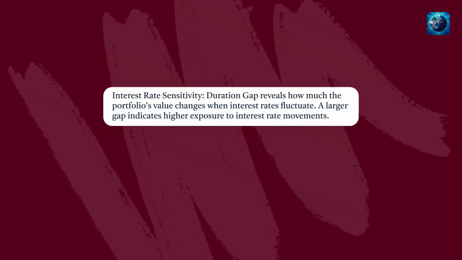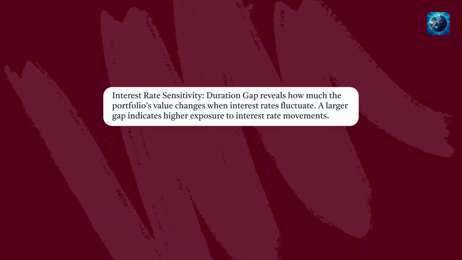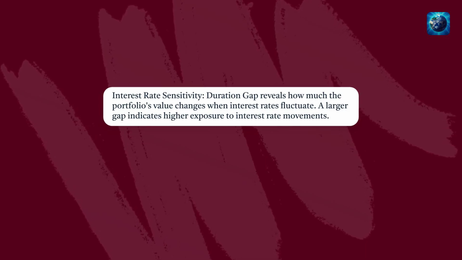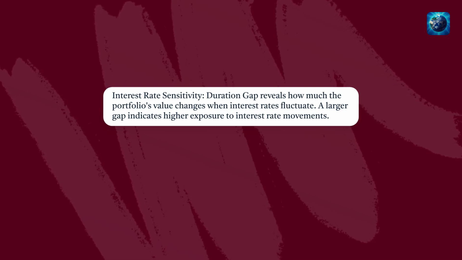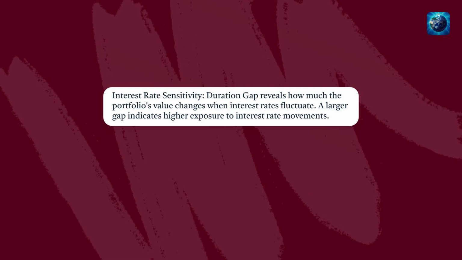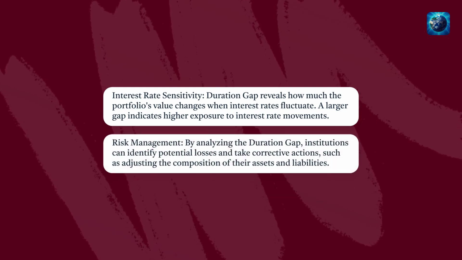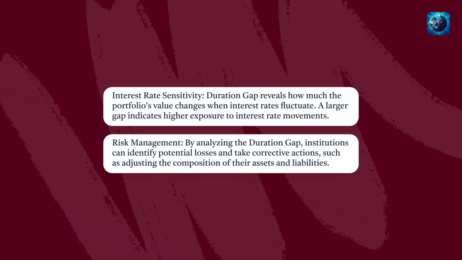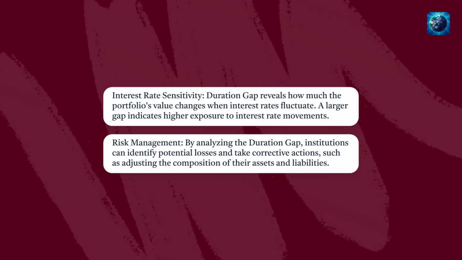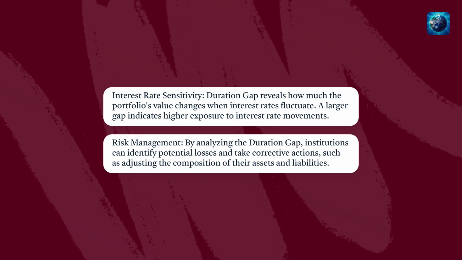Interest rate sensitivity. Duration gap reveals how much the portfolio's value changes when interest rates fluctuate. A larger gap indicates higher exposure to interest rate movements. Risk management. By analyzing the duration gap, institutions can identify potential losses and take corrective actions, such as adjusting the composition of their assets and liabilities.